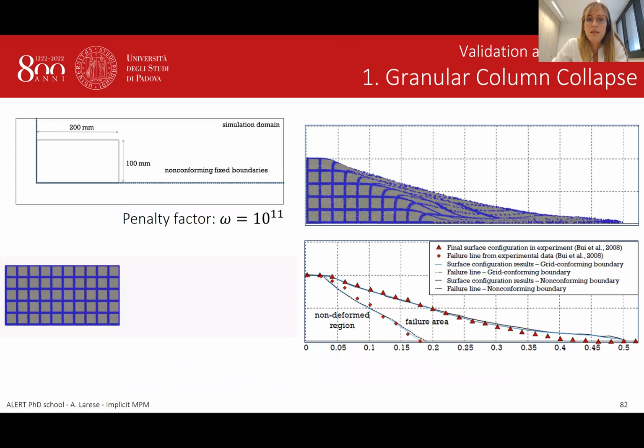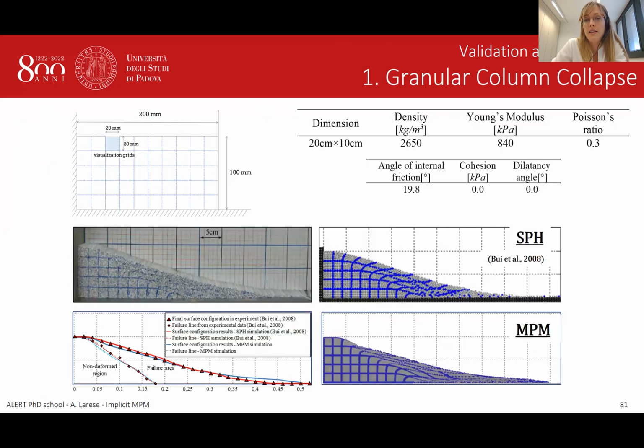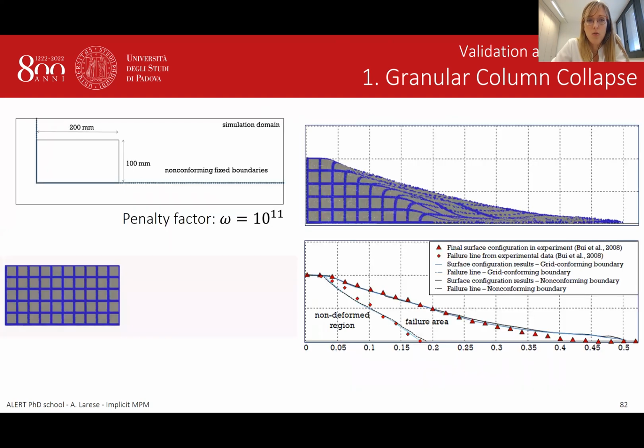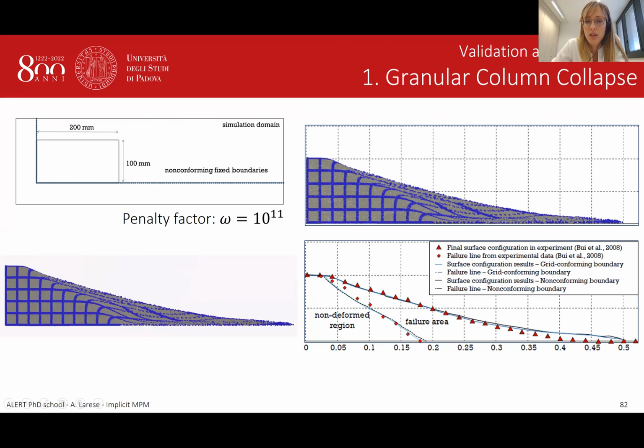But then we use this example also to validate the possibility of considering the boundary as non-matching boundaries. So we didn't put nodes on the boundary of the slope, and we compare the results in the case of the conforming and non-conforming case. So we repeat the experiments, but in this case, this boundary is not fitting with the background grid.